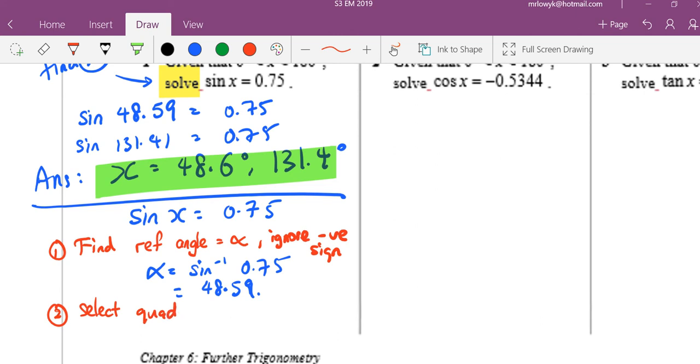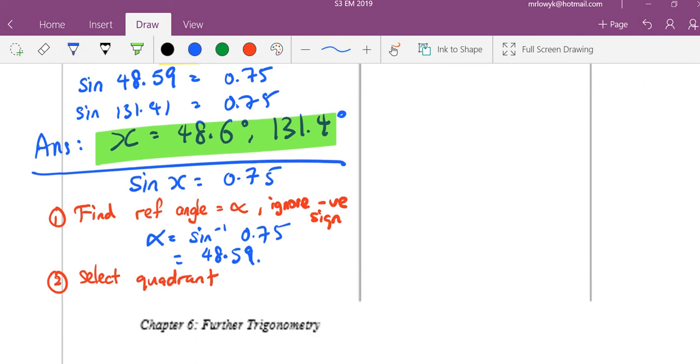In E-max, this second step is redundant because there are only first and second quadrants. But I want you to write down select quadrant and I want you to recite the pledge. And this is how the pledge goes. Sine positive means it is first and second quadrant. For all homework, I insist you write this statement. In exam, all these statements get no mark.